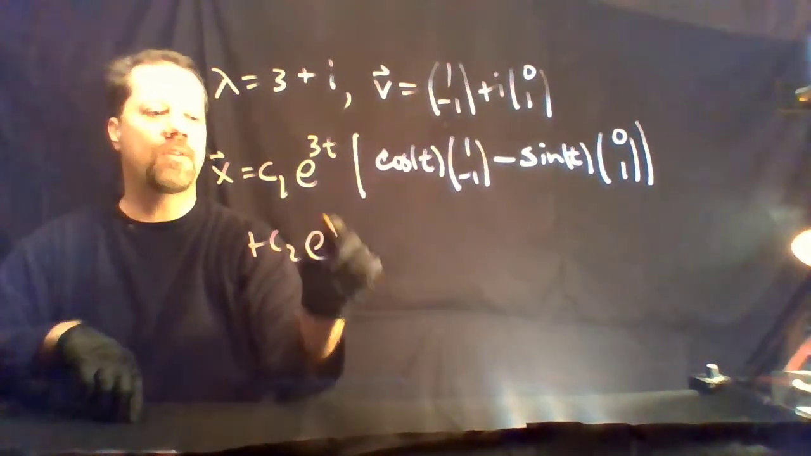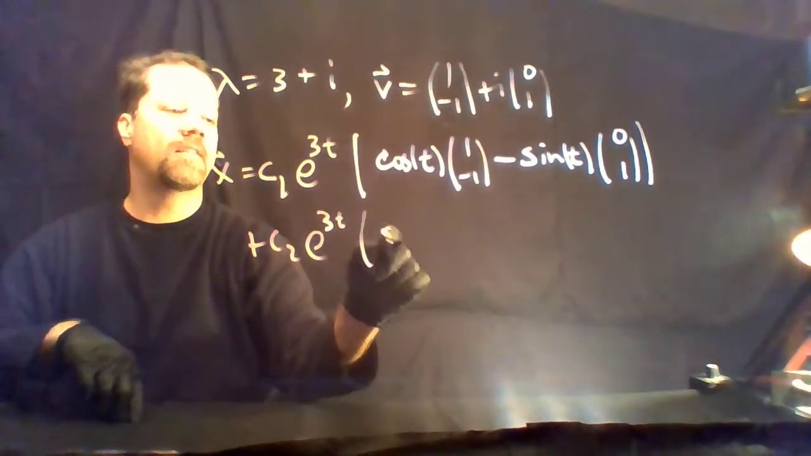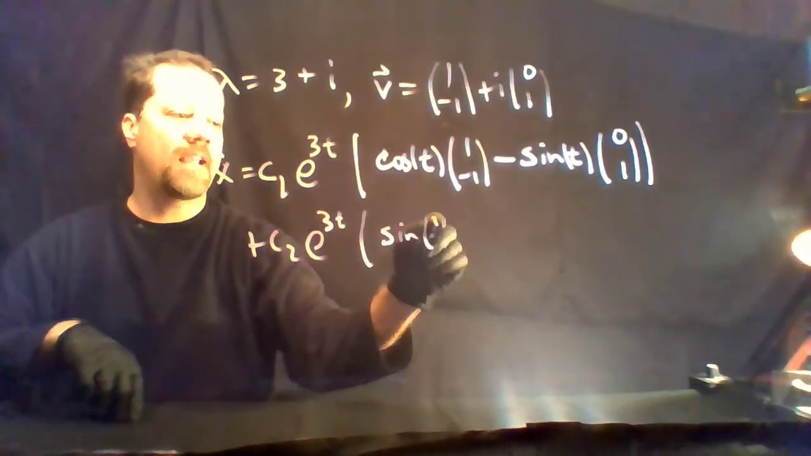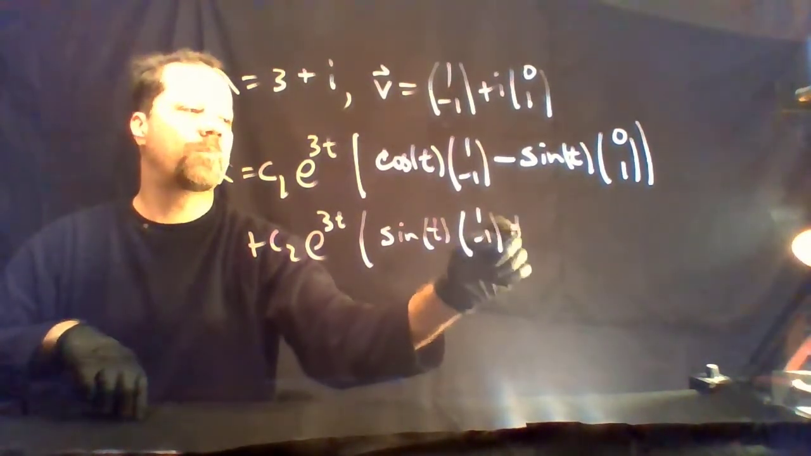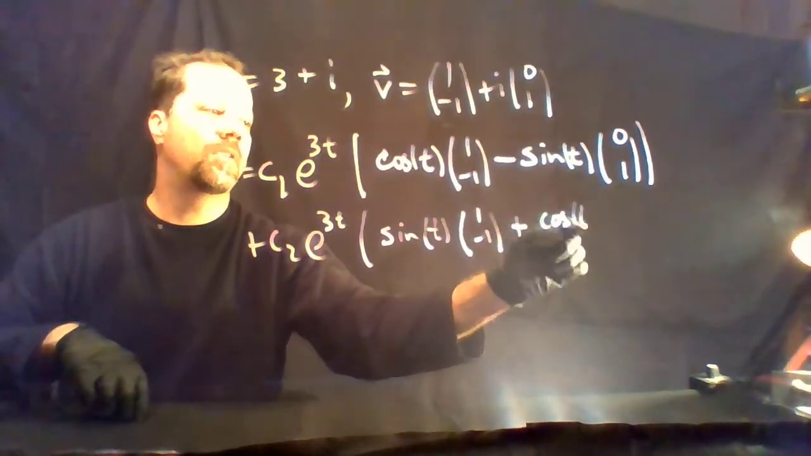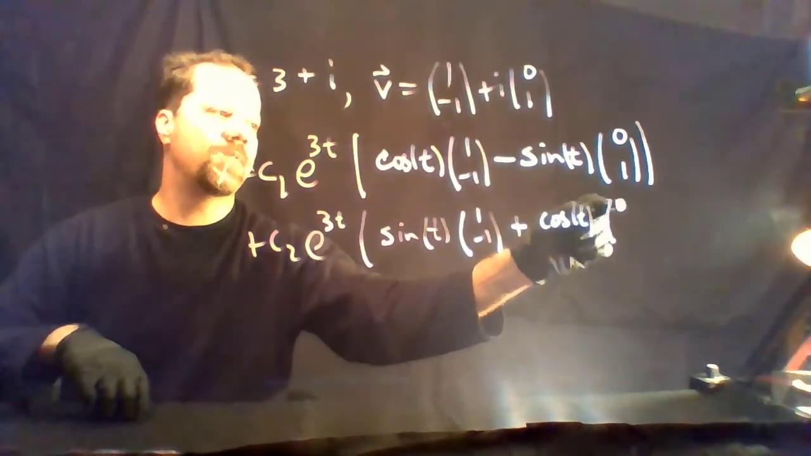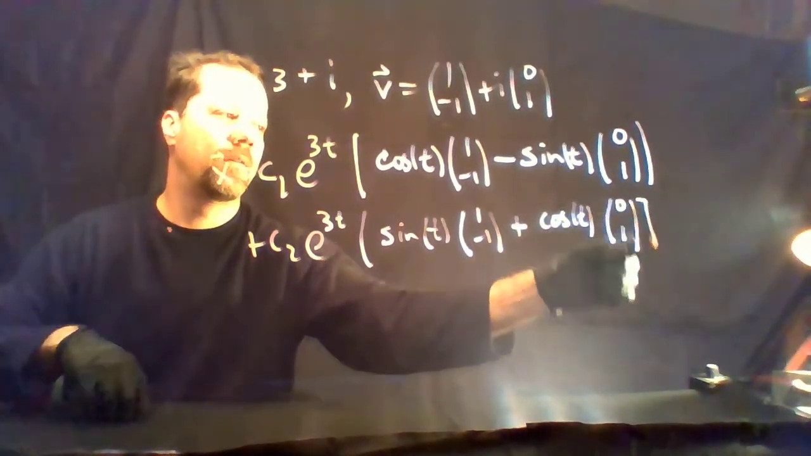plus C2 e to the 3t times sine of t times (1, negative 1) plus cosine of t times (0, 1). Notice that there's a certain advantage in the complex eigenvalue case. We don't need to find the second eigenvector because it's just the conjugate and it has already been worked into the formula for our solution.